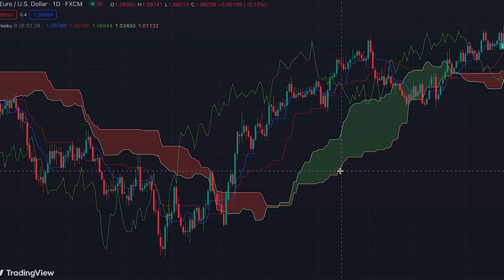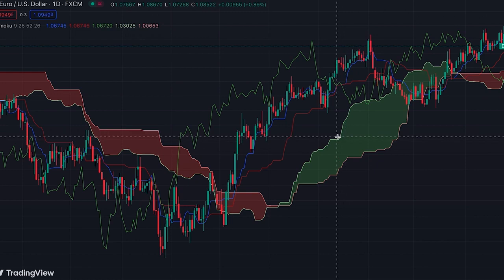Similar to moving averages, the red one moves slower in comparison to the green one because the red line is calculated based on longer periods, 52 periods, and the green line is calculated based on 9 and 26 periods, so it's more sensitive and moves faster and closer to the price action.